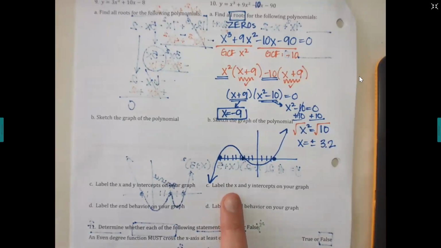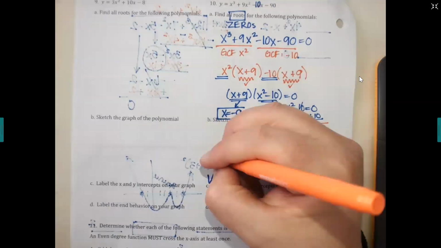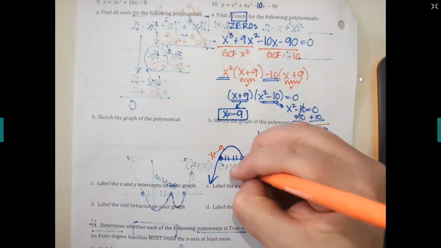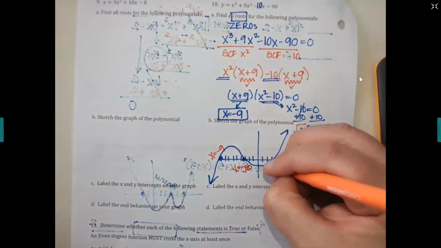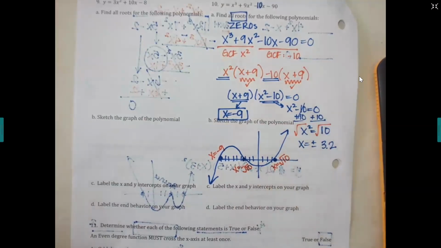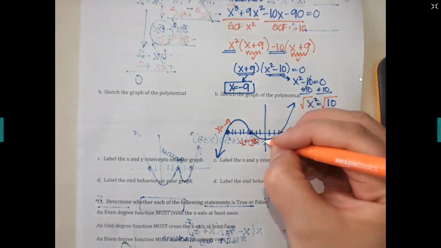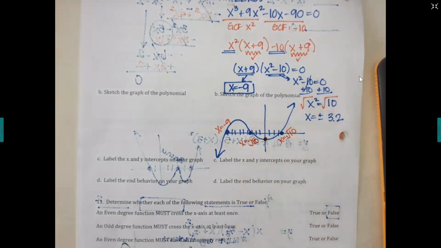Okay, then it says to label the x and the y intercepts on your graph. Okay, we already found those numbers. This is negative 9. This is negative square root 10. This is positive square root 10. Or if you want to put, this is negative 3.2-ish and positive 3.2. Okay, my y-intercept is right here. And if I want to find that exact value, just look at the calculator.